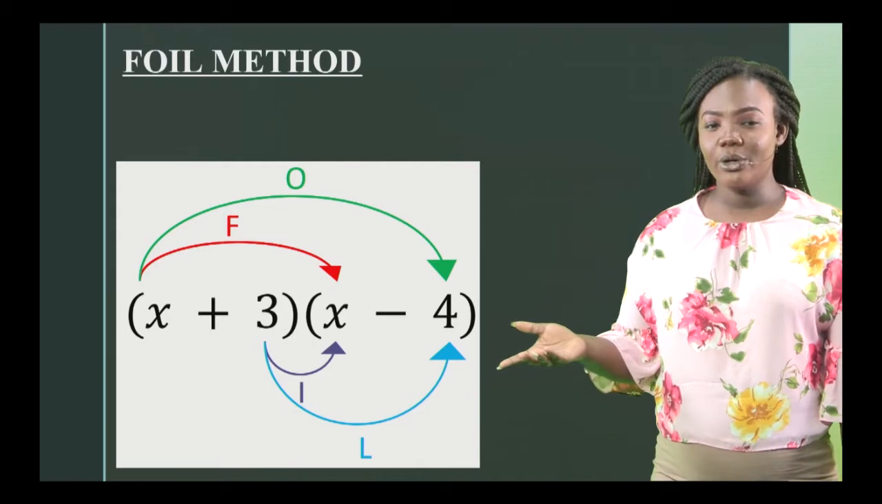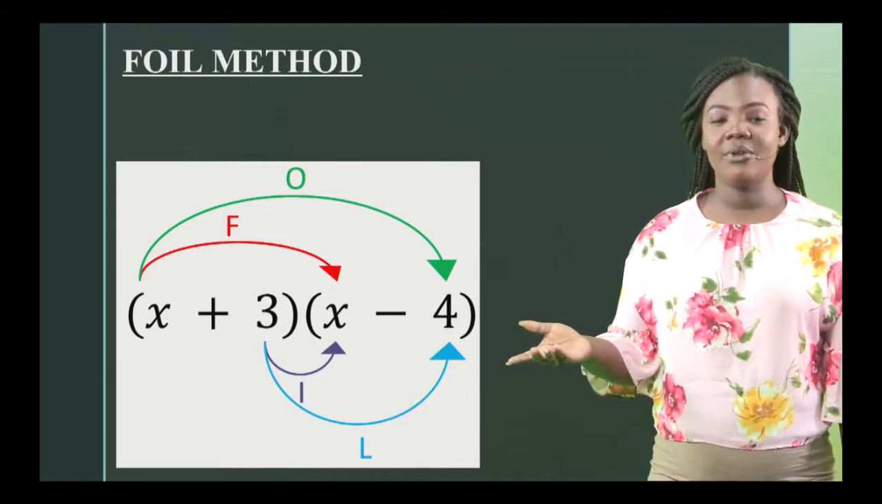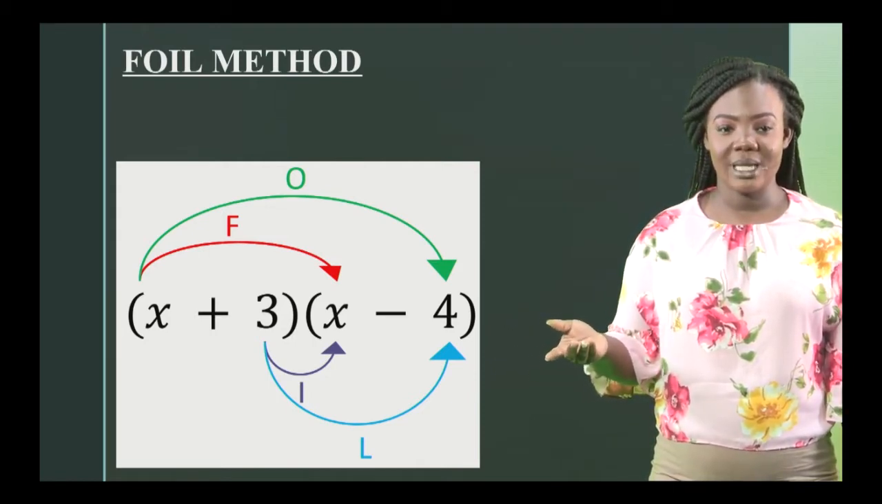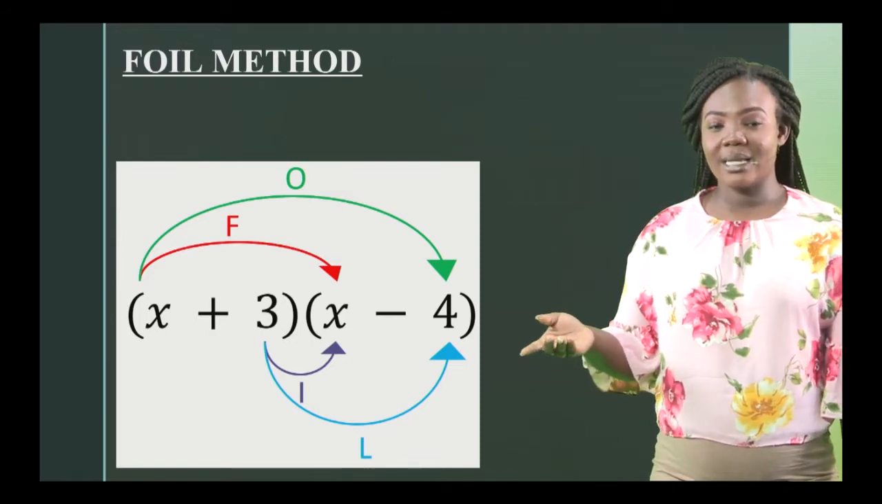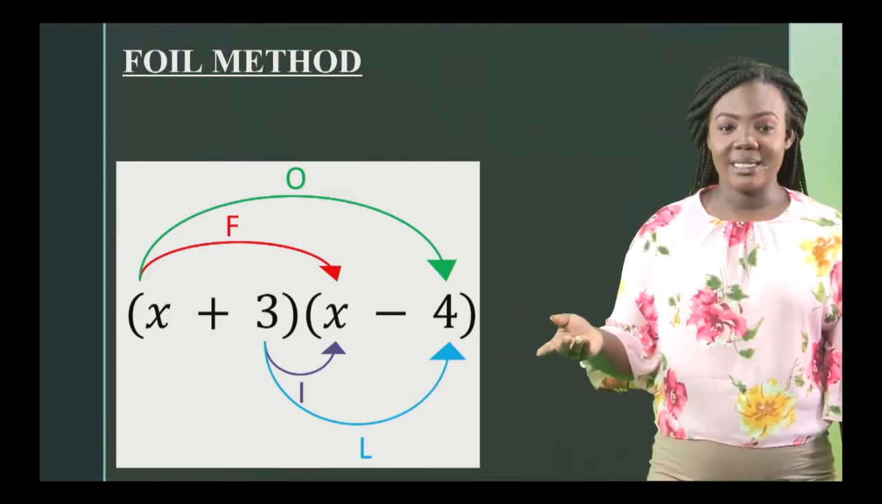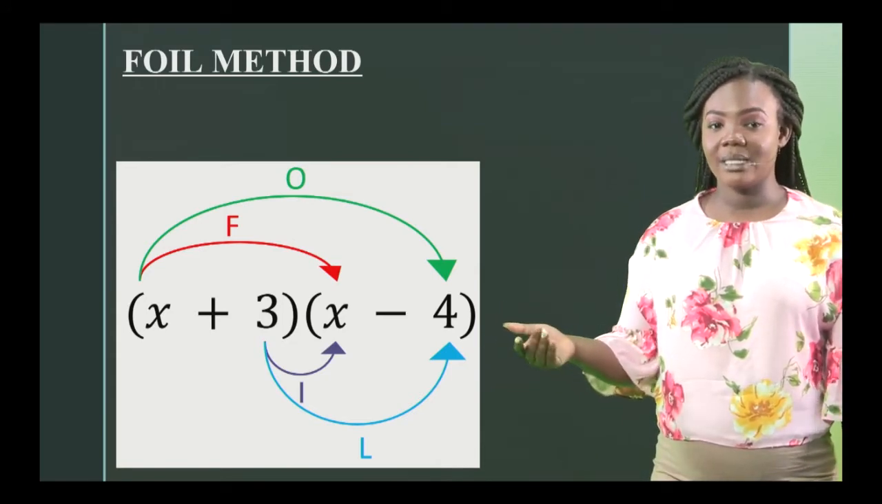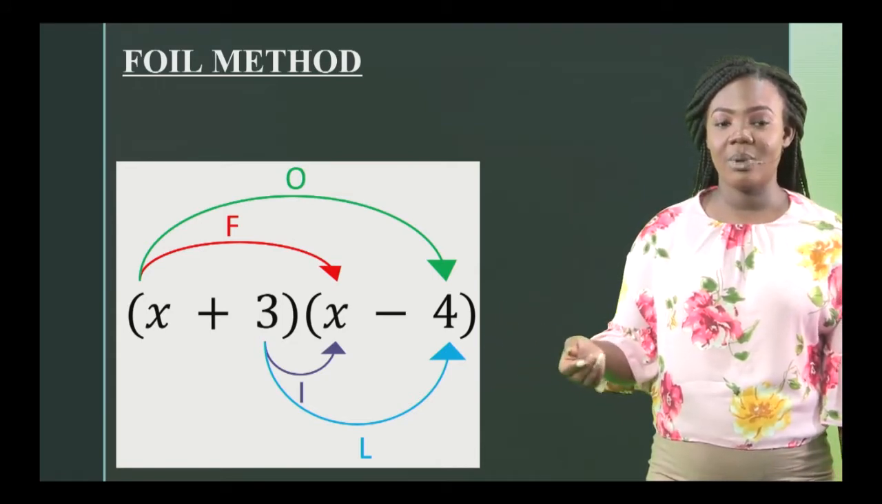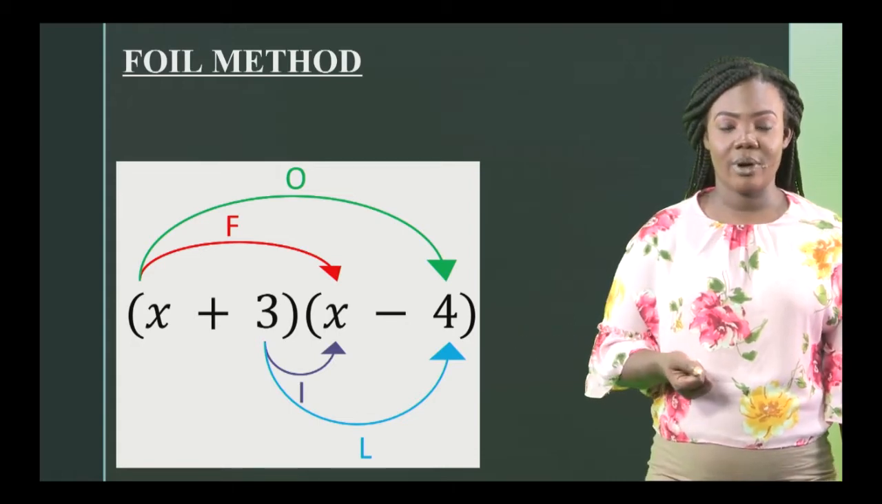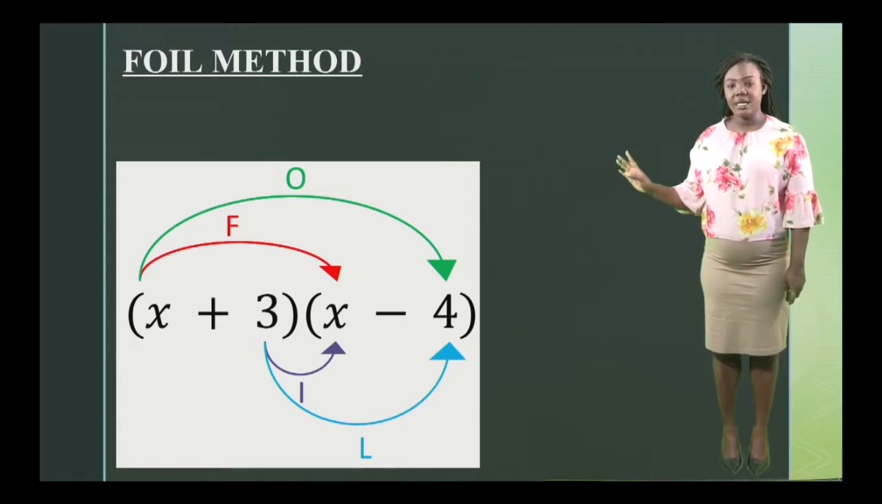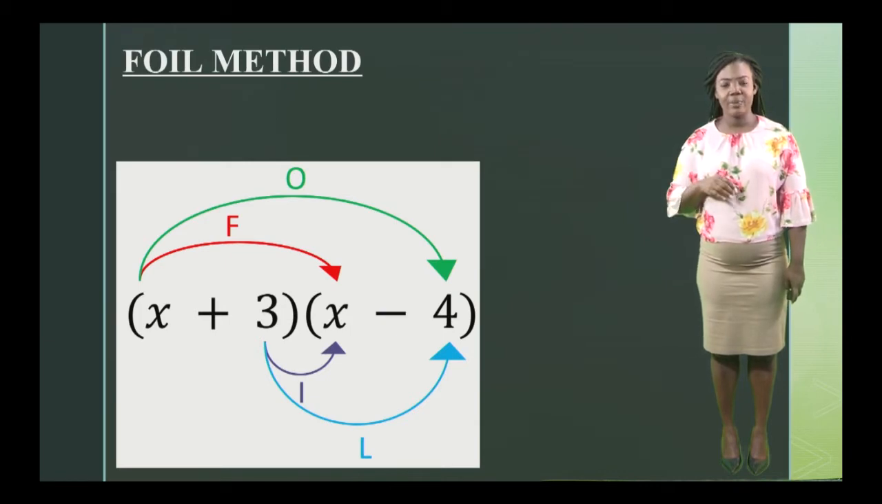Now, if you look here, you're going to see you have some very colorful arrows that help you with expansion. So x is multiplied to x, then the same x is multiplied to negative 4, 3 is then multiplied to x, and then 3 is multiplied to negative 4. Now here, you're going to see our representation of the FOIL method. But before we get more into this, let's take a look at the general representation of expanded binomials.